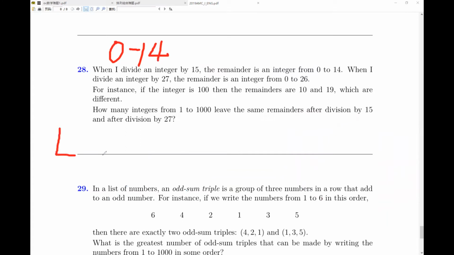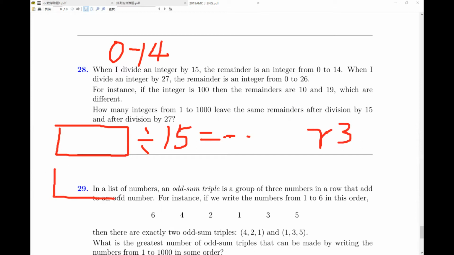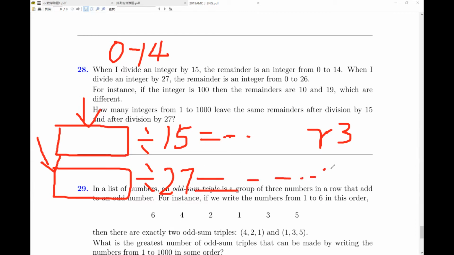Suppose we've already found a number, from 1 to 1000. It's divided by 15 and equals something. Doesn't matter. That has a remainder, and it doesn't matter what the remainder is. Say the remainder is 3. Also, we found another division. This number is the same. These two numbers are the same, right? The same number divided by 27 also has remainder 3. So from here we know, it doesn't matter which number, because both have remainder 3.